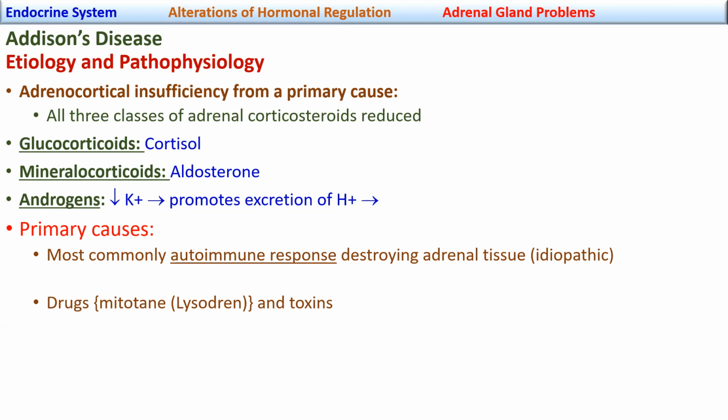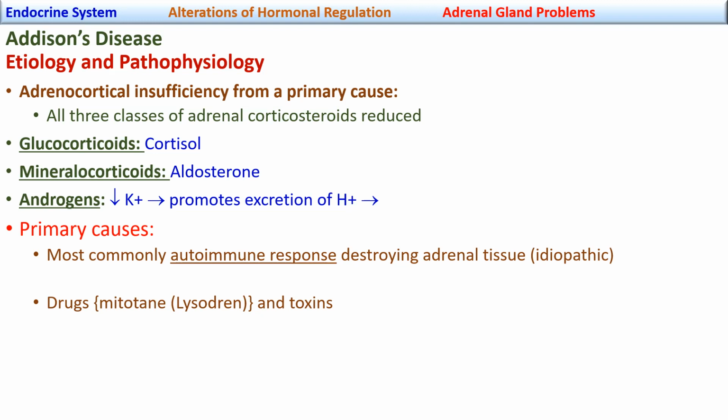TB, there are too many etiologies. Tuberculosis, fungal infections, sepsis, septicemia, and drugs or medications like the medication we mentioned earlier for Cushing syndrome, which is Lysodren, mitotane. Some toxins could result in adrenal gland insufficiency. Status post adrenalectomy, which is the surgical removal of the adrenal gland, may also lead to adrenal gland insufficiency or Addison's disease. Adrenalectomy.